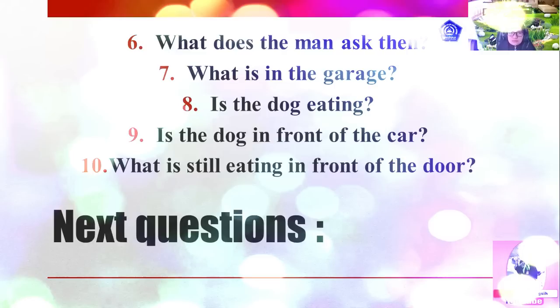Listen now. At home 1. Where is Jane? She is in the living room. What is she doing? She is playing the piano. Where is the car? It is in the garage. Where is the dog? The dog is in front of the door. What is the dog doing? The dog is eating.